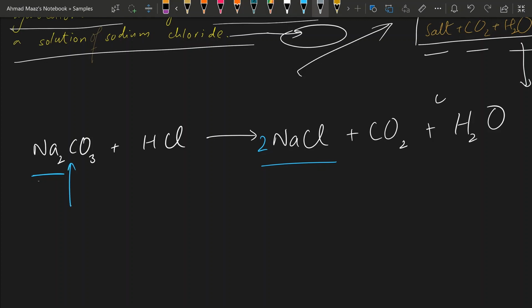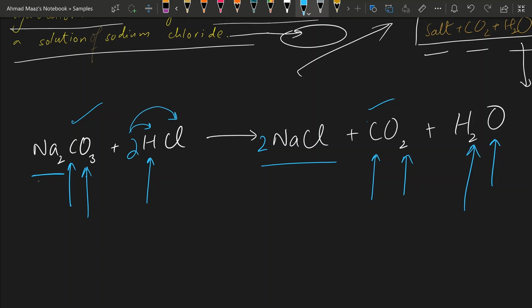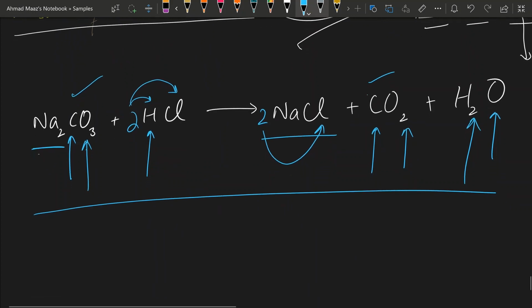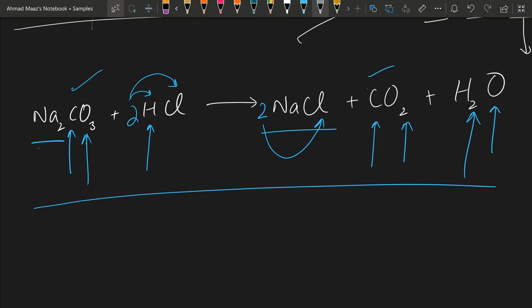Let's move on to carbons. We have one carbon over here and one carbon over here. We have three oxygens over here and we have 2 plus 1, three oxygens over here. Number of oxygens is also balanced. Let's move on to hydrogens. We have one hydrogen and we have two hydrogens over here. So simply multiply this by 2, so that you have two hydrogens now. Number of hydrogens is also balanced. Now you have two chlorines and you have two chlorines. That's it. The equation is balanced. I hope it was very simple. I hope you're getting the point.